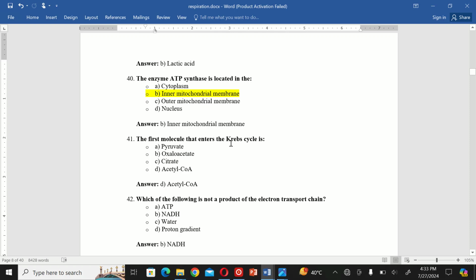The first molecule that enters the Krebs cycle is A. Pyruvate, B. Oxaloacetate, C. Citrate, D. Acetyl coenzyme A. So the correct option is acetyl coenzyme A.